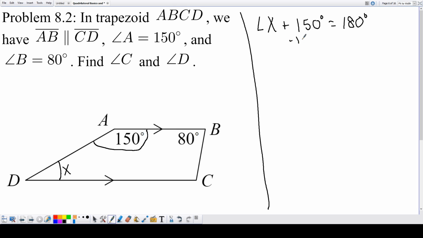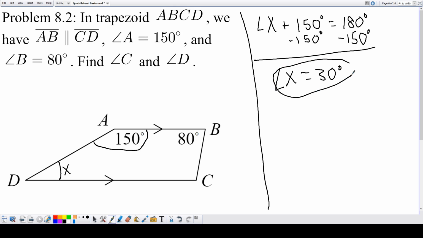Do a little bit of subtraction. Minus 150 on both sides. We have that the angle at X is equal to 180 minus 150, or 30 degrees. So I now know that this angle here is 30 degrees.